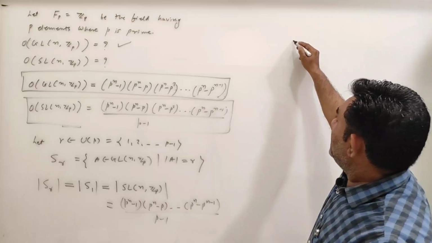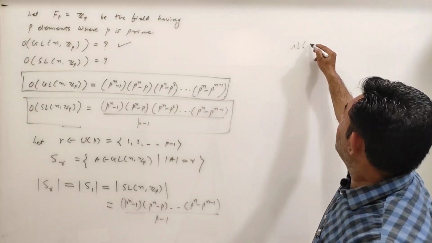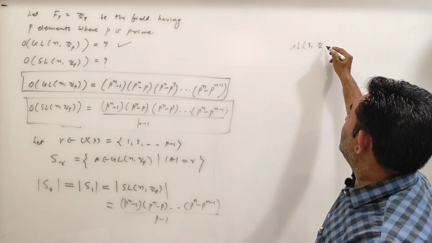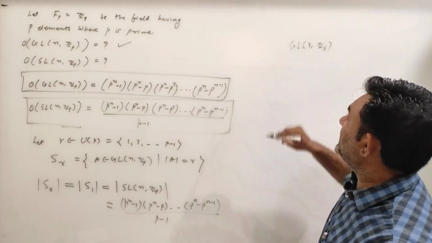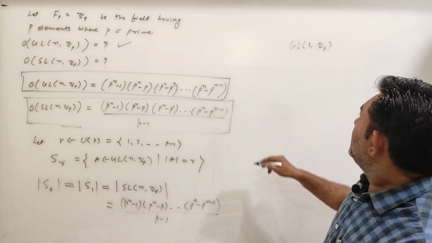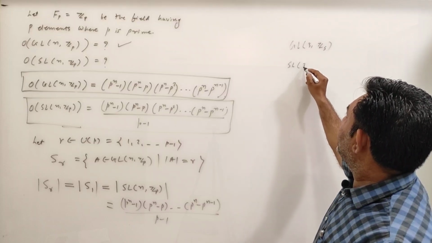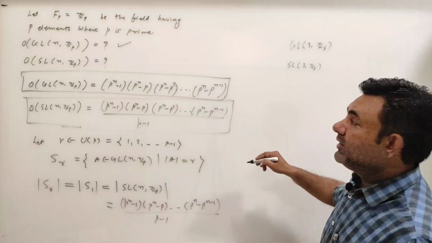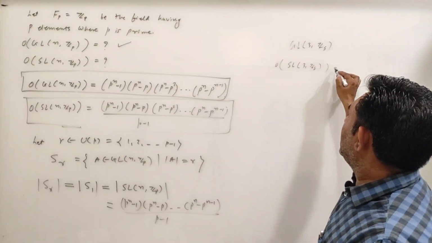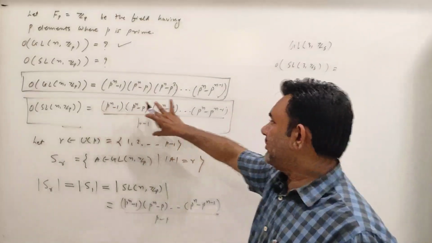मान लो कि फॉर एग्जांपल यू हैव GL 3Z5 है, GL 3Z5. सो देन यू हैव SL 3Z5. तो इसका कुछ ऑर्डर रहेगा, एंड यू कैन फाइंड आउट ऑर्डर विद द हेल्प ऑफ दिस फॉर्मूला.